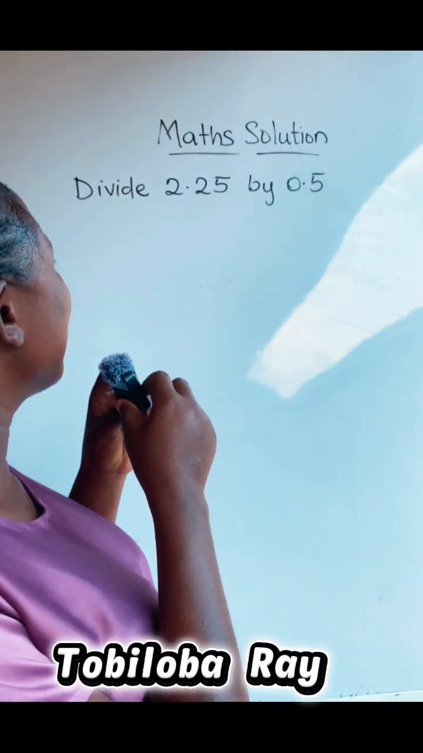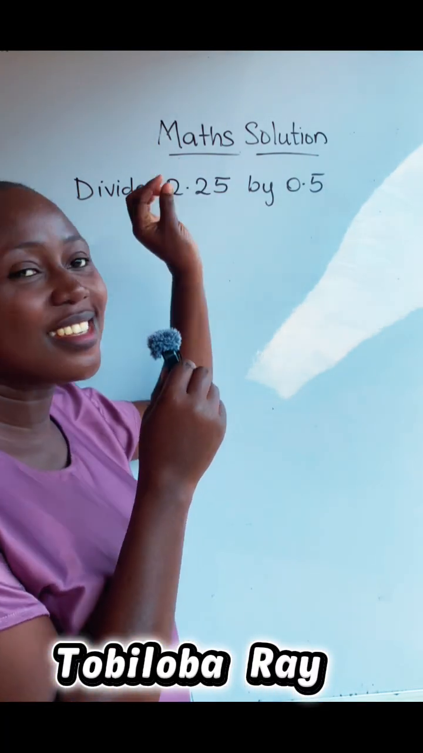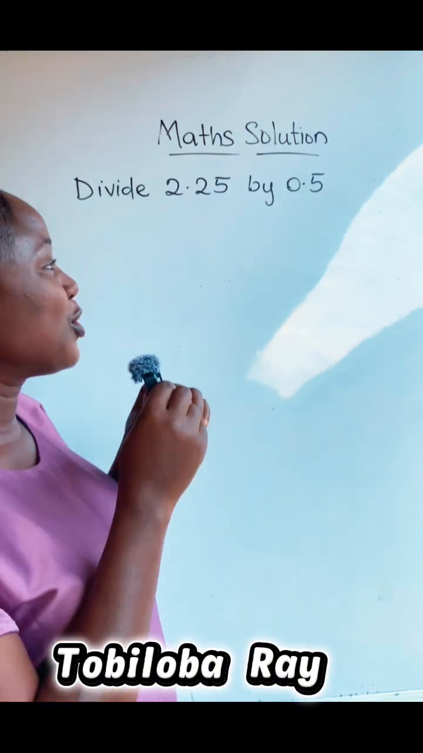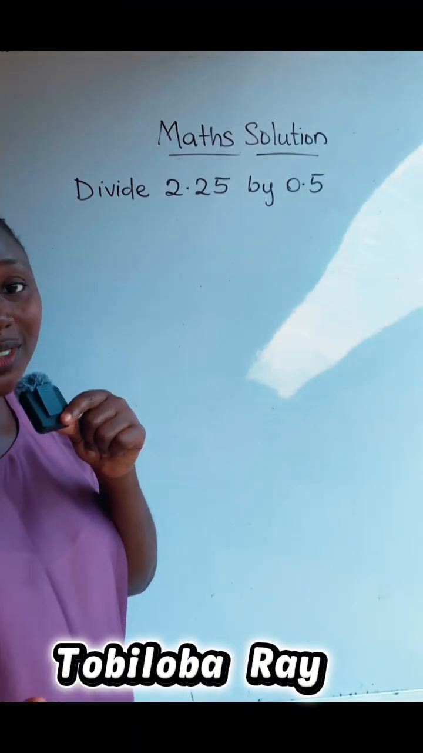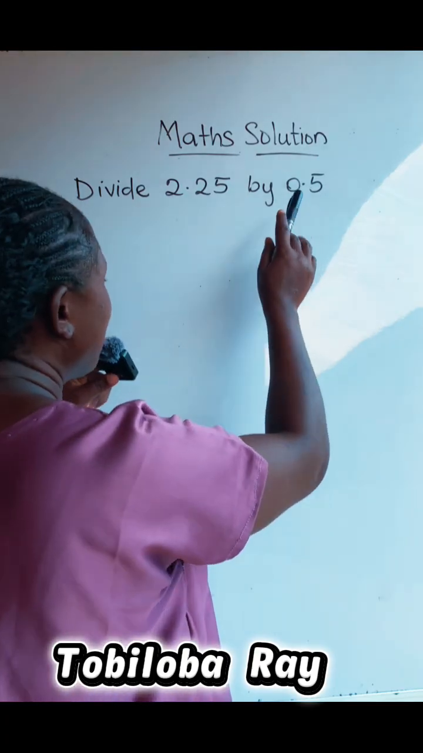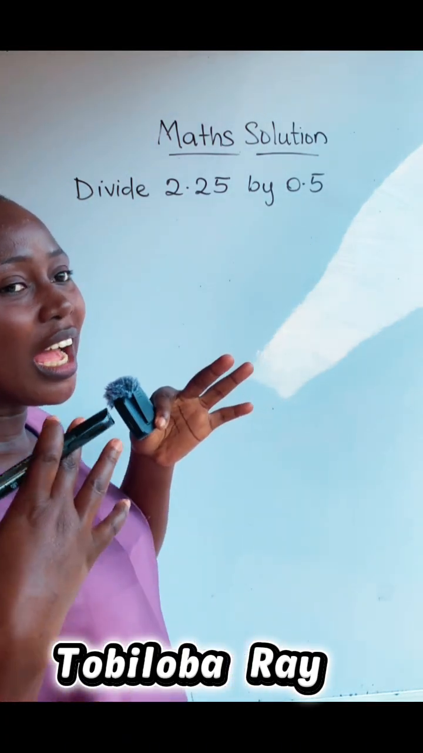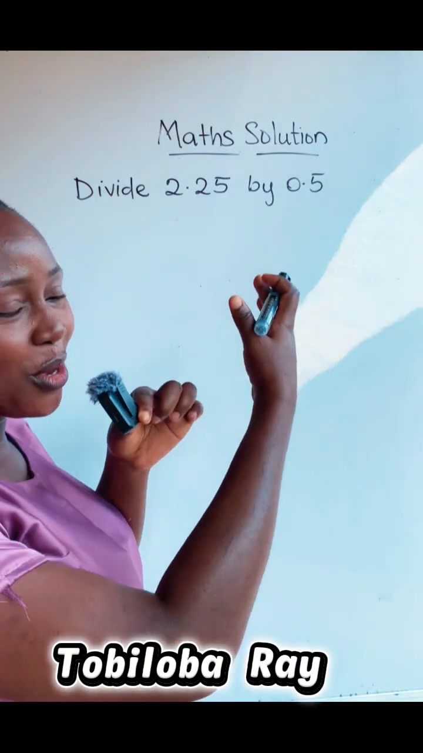So this question says divide 2.25 by 0.5. So this is decimal. This is a decimal number. We're dividing this decimal number by this decimal number. So I'm going to put you through an easy way to solve this.